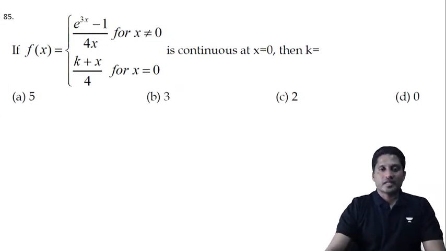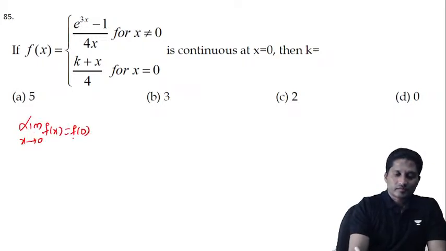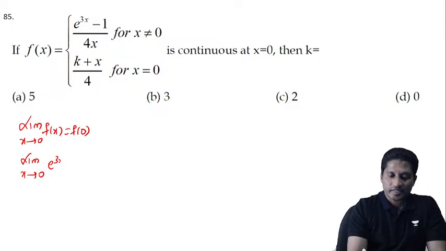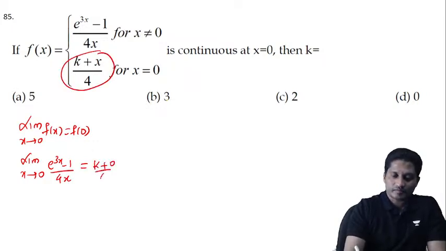The function is continuous at 0. Limit x tending to 0, f of x is equal to f of 0. I will write limit x tending to 0. Okay, f of x is (e power 3x minus 1) whole divided by 4x. f of 0, if I directly substitute 0 here, you will get k plus 0 by 4. This is 0 by 0 form.